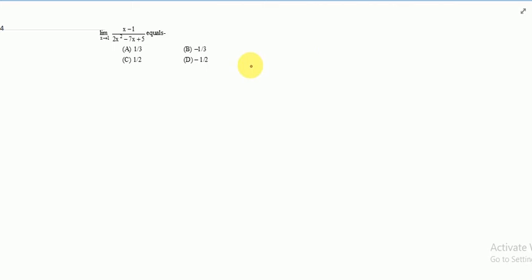Next one, limit of x minus 1 divided by 2x square minus 7x plus 5 as x tends to 1. What will be the numerator? So you can check it. Just try this problem, numerator and denominator values. You can clearly see it is 0 by 0. Okay. Therefore, what we need to do? We need to differentiate it.